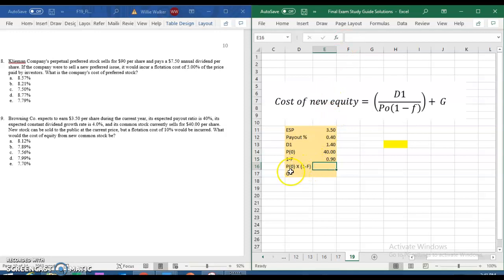Now we can go ahead and compute the denominator of the formula. So P0 times 1 minus the flotation cost. So this is going to be equal to P0 times 1 minus the flotation cost. It's going to give us $36. Okay. So now we can enter our growth, which is given to us. Our growth rate is 4%.